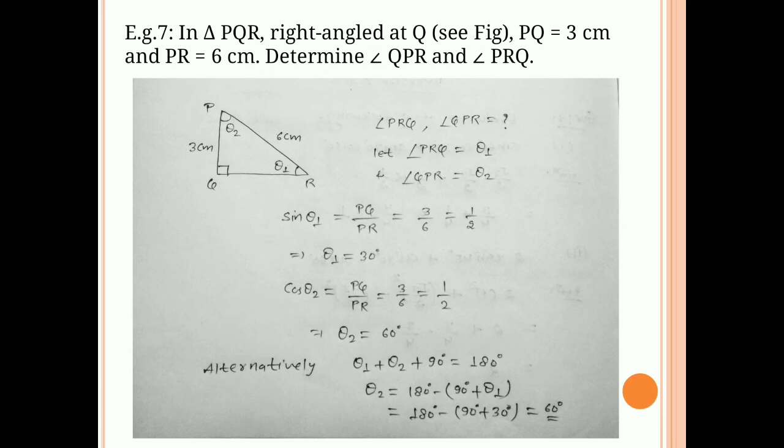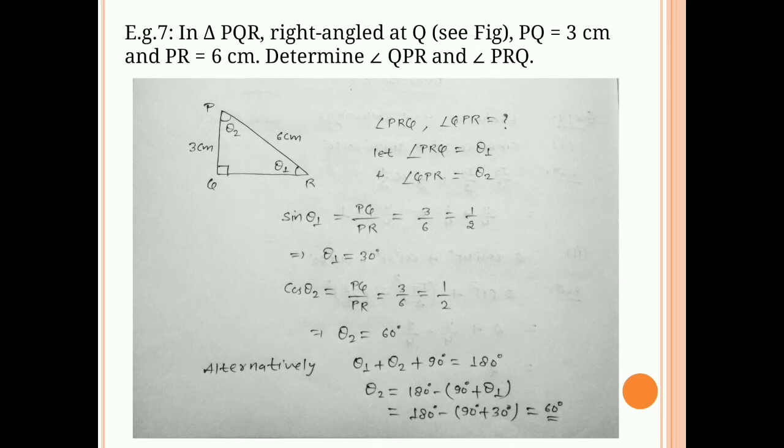So for theta 1, sine of theta 1 will become PQ by PR. PQ is given as 3 cm and PR is 6 cm. So 3 by 6, that is 1 by 2. So if we see from the table, for which value of theta is sine theta 1 by 2? It is theta equal to 30 degrees. So our angle PRQ will be 30 degrees.